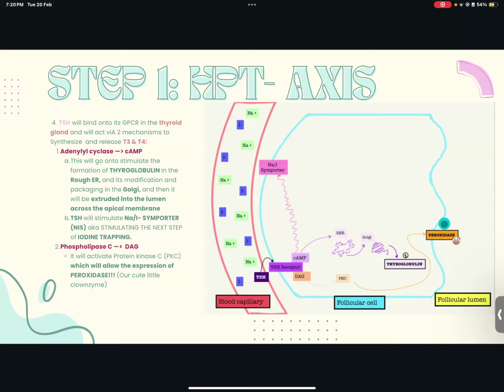Again, we're going to discuss what the functions of peroxidase are when we get there, but I just want you to know for now that TSH will bind onto the receptor, and then it'll activate the production of thyroglobulin in the rough ER, and will stimulate the expression of the peroxidase enzyme. Through the cyclic AMP, it's also going to stimulate the NIS symporter, and it's going to stimulate the next step of iodine trapping.